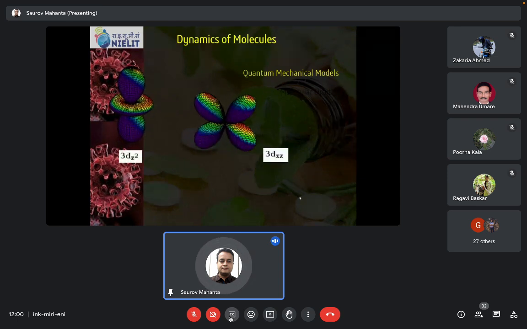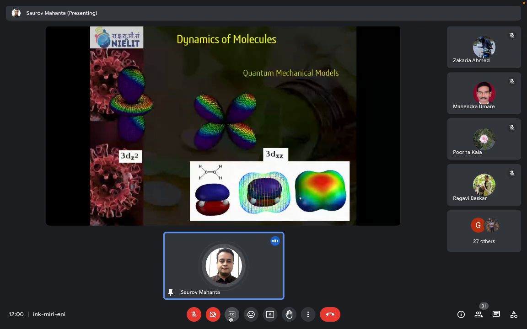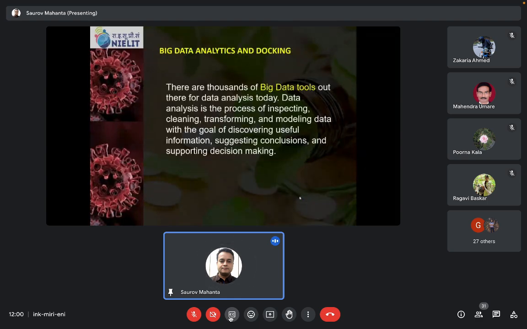Quantum mechanical models. So these are a little bit more on the physical chemistry side. So definitely we'll see, but as per the requirement of the work, we can just confine to the preparation of the small molecule and the proteins and up to a certain docking exercise.